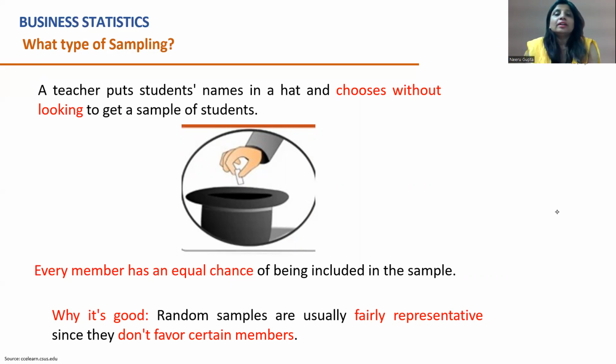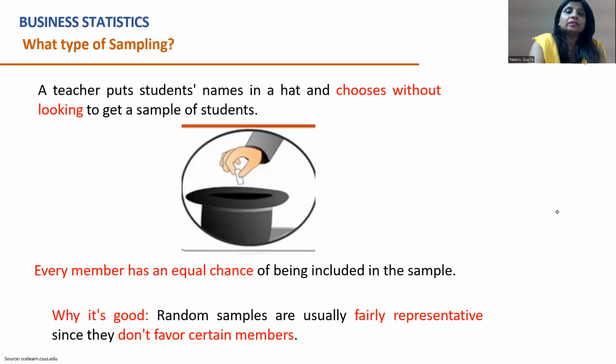Why is it good? Random samples are usually fairly representative. Why fairly? Because there is no biasness. Everyone has an equal chance, since they don't favor certain members, right?